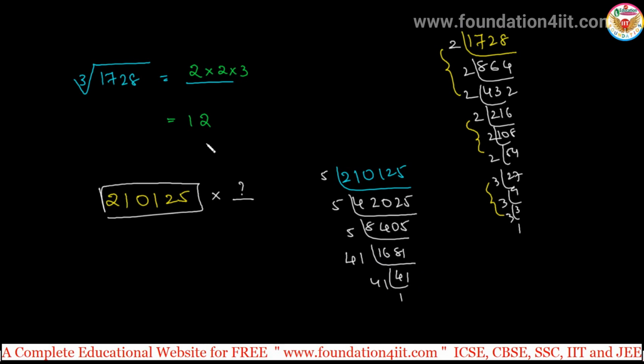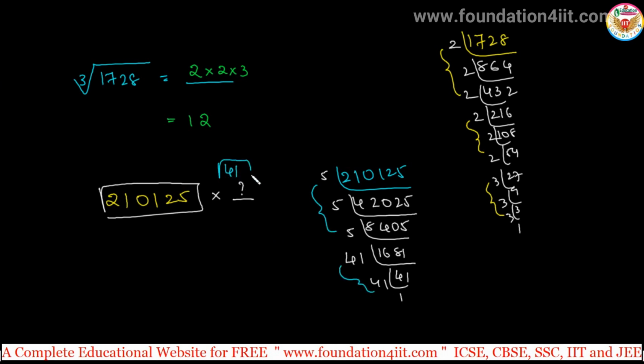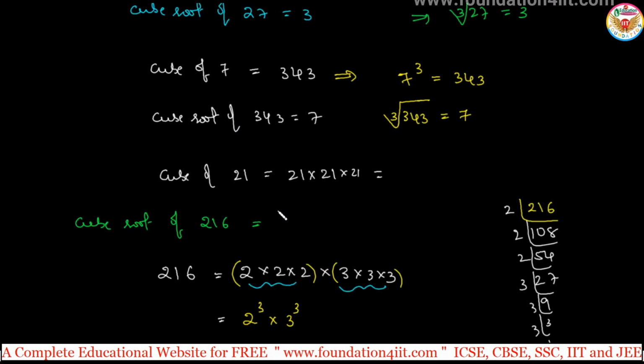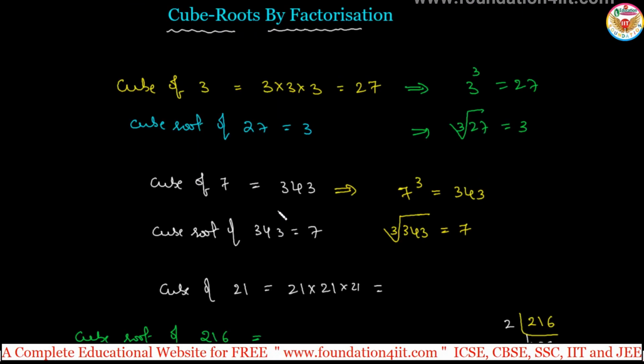Now here 5 appears 3 times, but 41 is only 2 times. So one more 41 is required. So clearly the required smallest number is 41. The same prime factorization concept will apply, the same way we did in square roots. Cube root is also the same, but instead of 2 here we should go for 3. Okay, so this is finding the cube root by factorization.